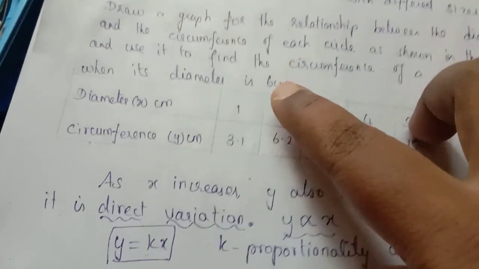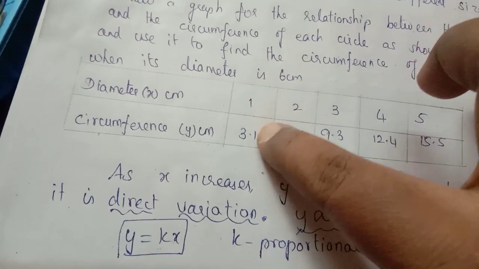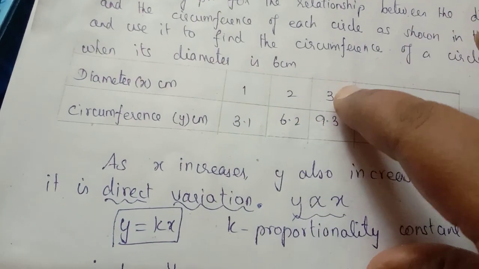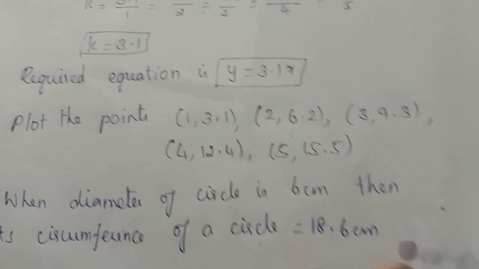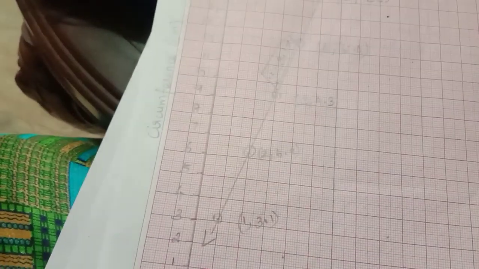Now we have to plot the points. We know how to plot the points. X value first, y value next. 1, 3.1, 2, 6.2, 3, 9.3, 4, 12.4 and 5, 15.5. Okay. Now we are going to draw the diagram.